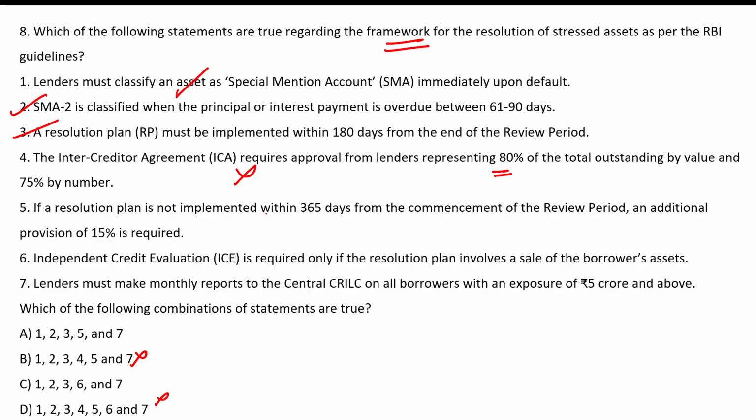If a resolution plan is not implemented within 365 days from the commencement of review period, an additional provision of 15% is required. This is correct. So 1 is correct, 2 is correct, 5 is correct. Hence option A is the correct answer for this question.